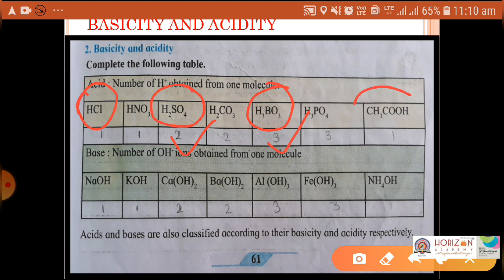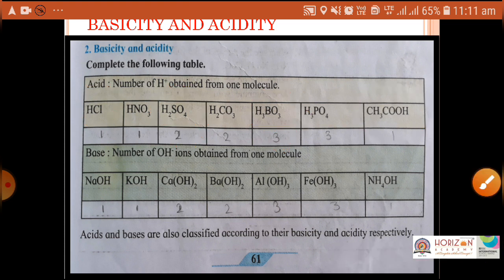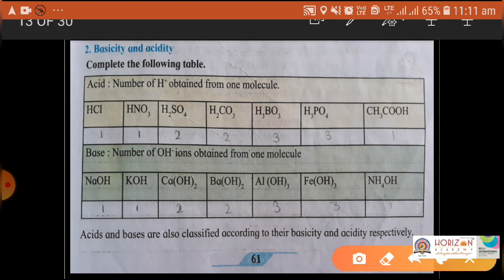In the same way, acetic acid, CH3COOH. Here you can see there are 4 hydrogens, but not all these hydrogens can be obtained, only a single hydrogen is obtained. Because if you see the dissociation of acetic acid, it dissociates like this: CH3COO minus plus H plus. The remaining 3 hydrogens are part of this group. Only a single hydrogen is obtained. So that's why acetic acid has only one basicity.